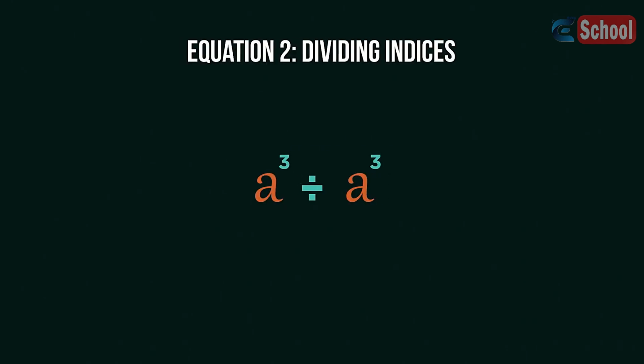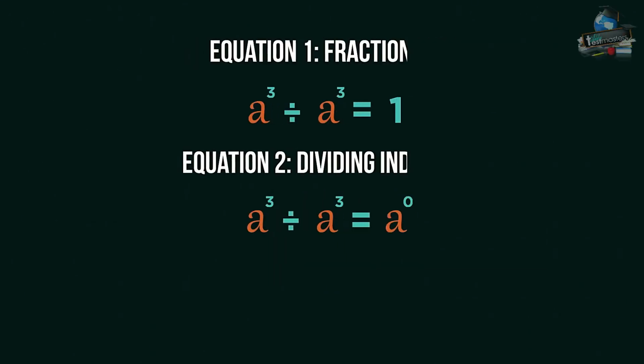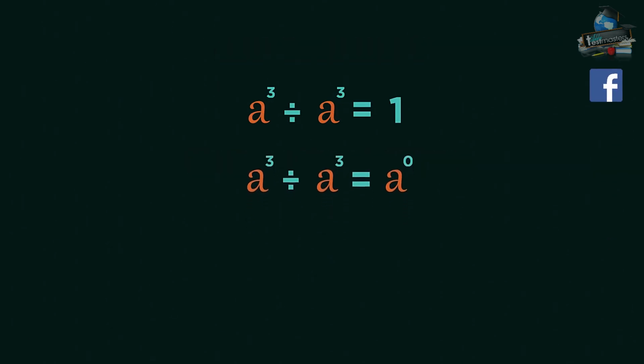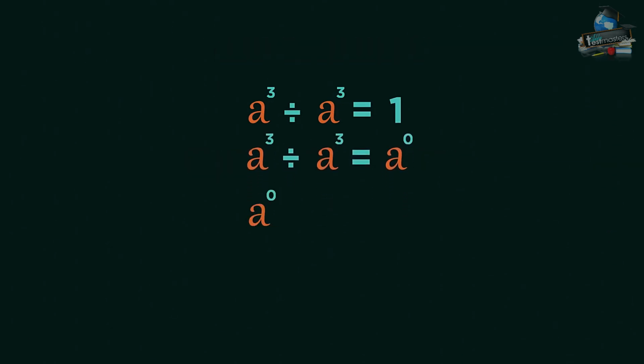And then using our indices knowledge, when we divide we subtract the powers, so 3 minus 3 is 0, and that's our second equation. We've done the same calculation in 2 different ways. Therefore, the 2 answers must equal one another. So combining these 2 things, anything to the power of 0 equals 1.